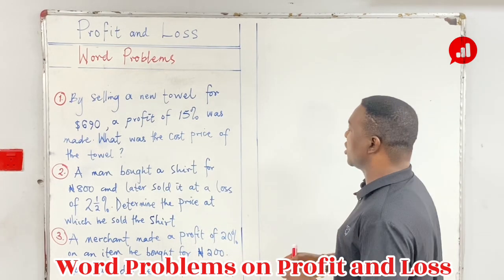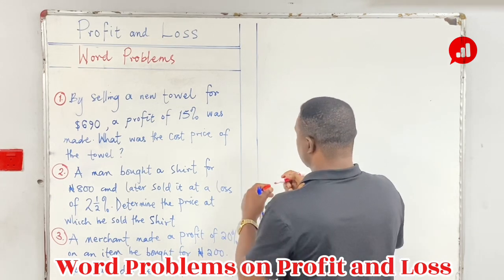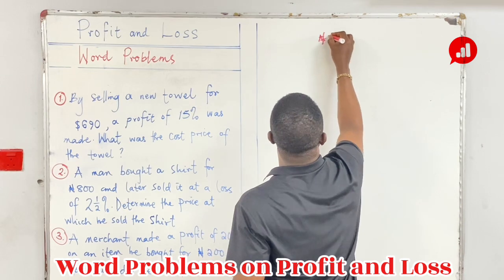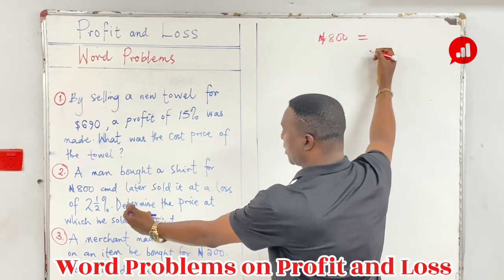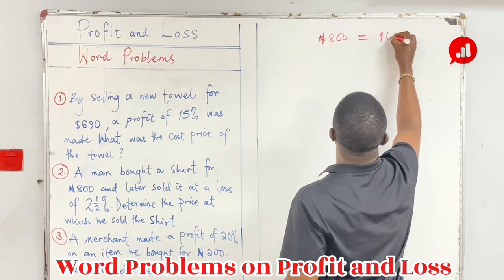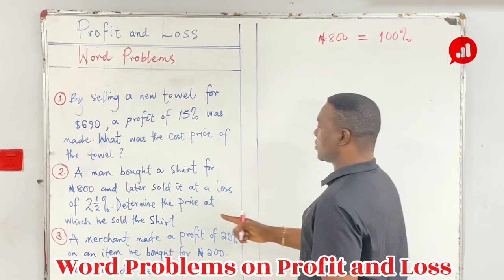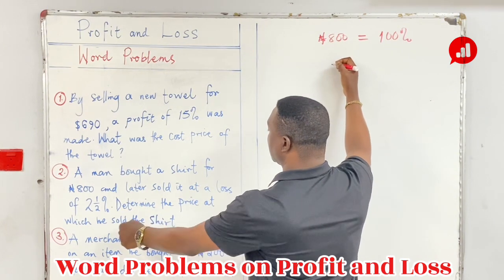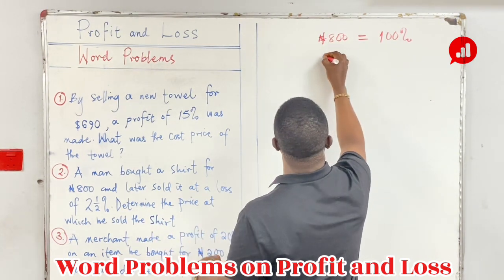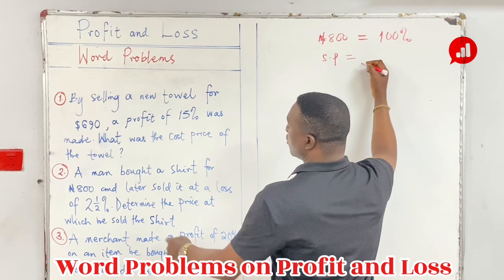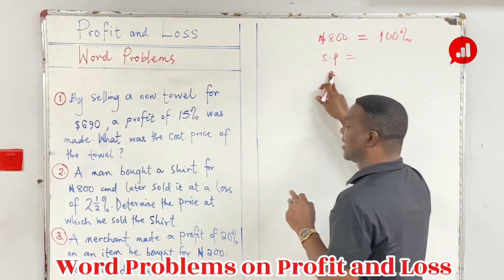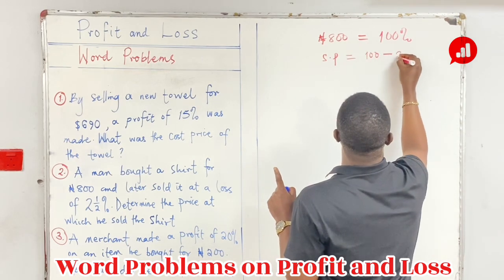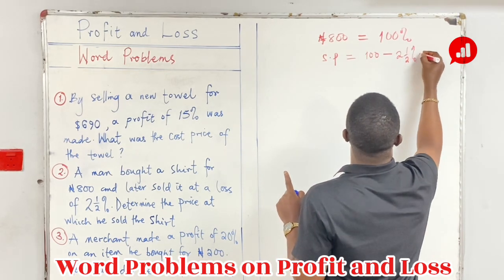A man bought a shirt for 800 naira. That is the cost price. So cost price is given, 800 naira. And what will be the percentage? Percentage will be 100%. And later sold it at a loss. Determine the price at which it was sold. That is the selling price. We don't know it, we're looking for it. So what will be the percentage of the selling price in this case? There's a loss here, so it will be 100 minus 2.5%.